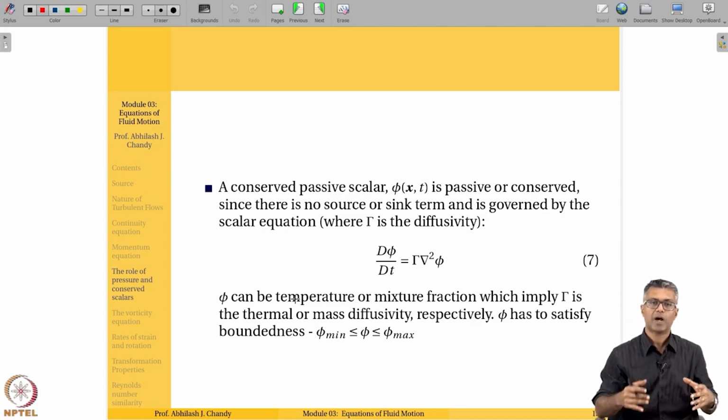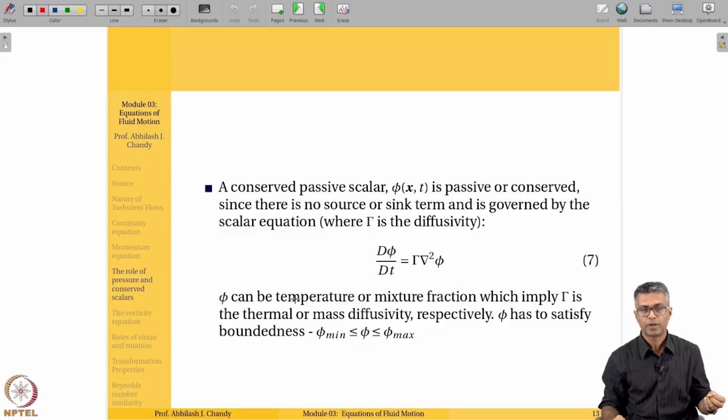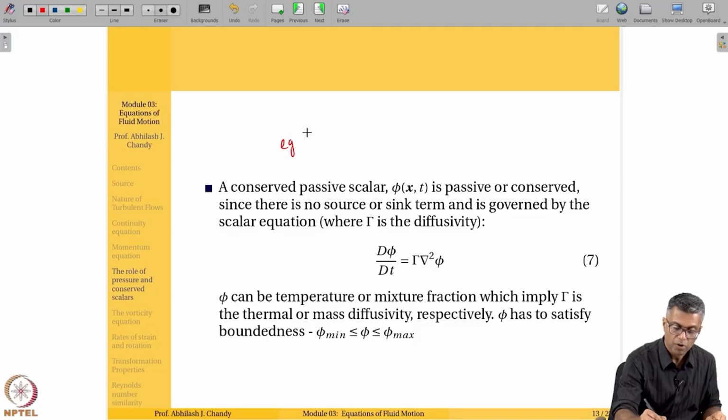Let's say you have a fluid that is flowing in a pipe that is probably coming in hot, and the pipe is used to, say, cool the fluid. In that case, there will be heat transfer. The temperature of the fluid will change. The temperature of the pipe surface might also change. Temperature here is a passive scalar. So an example of a passive scalar is temperature.